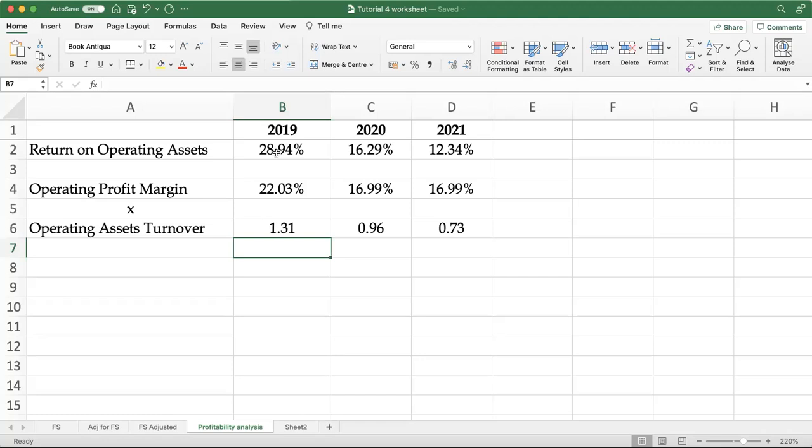Now we have to find out the reasons for the decline in operating profit margin and the reasons for the decline in operating assets turnover. What has caused the decline in the operating profit margin, and what has caused the decline in the assets turnover? So that's the analysis. Remember, in your assignment, just explaining the ratio is not analysis. Finding the reasons for the changes in the ratio is the analysis.